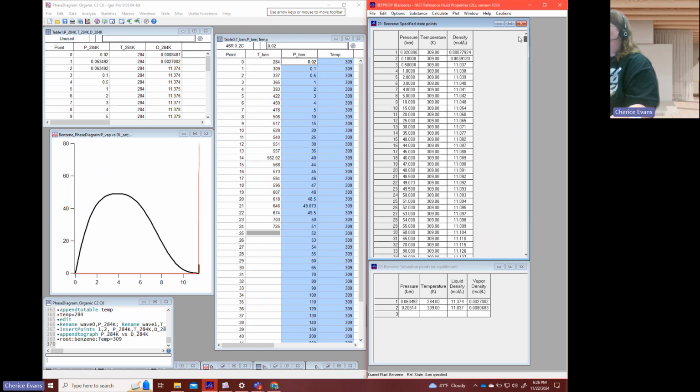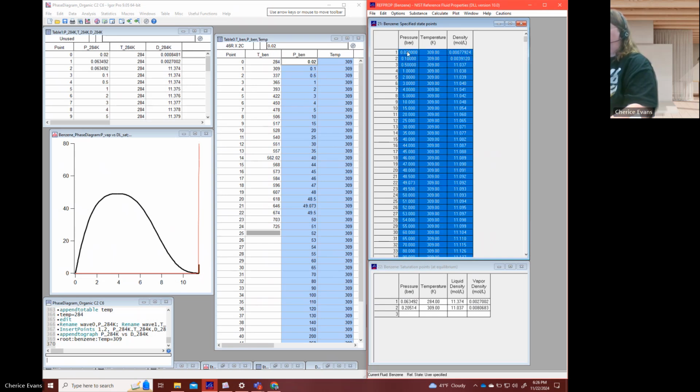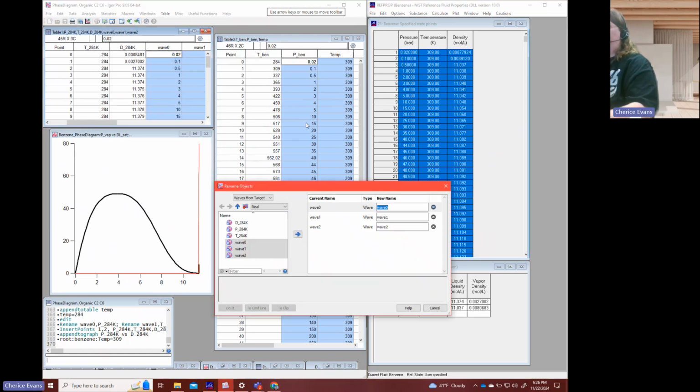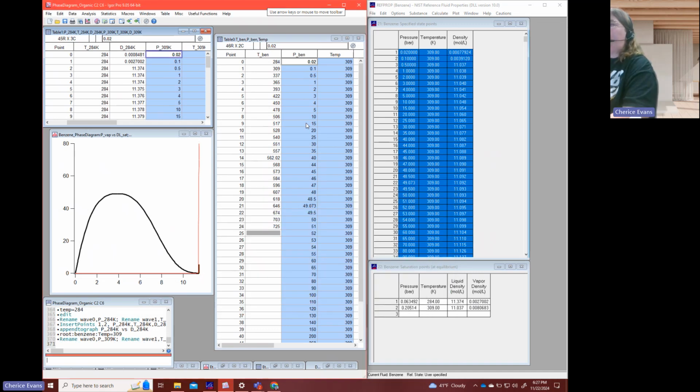So I will copy these, paste these, rename. So pressure 309 Kelvin, temperature 309 Kelvin, density 309 Kelvin. So that takes care of that. I will find where my phase transition is. It's right there. Add 2 points.